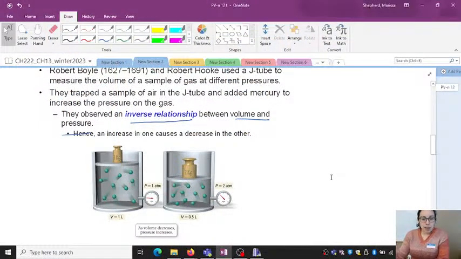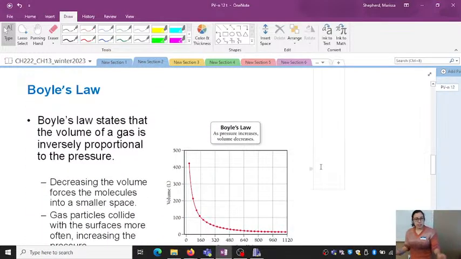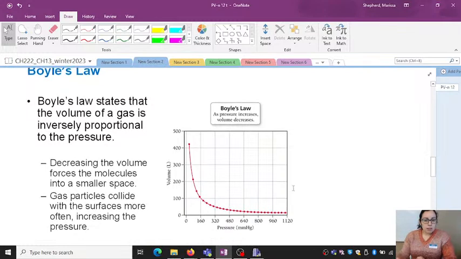So then we can go back, and now we can understand the math. Again, Boyle's law states that the volume of a gas is inversely proportional to the pressure. And so as we decrease the volume, that forces the molecules into smaller and smaller spaces.